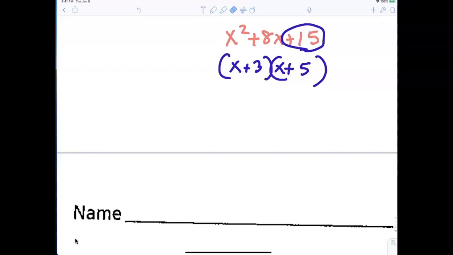So again, just to make sure you're hearing me. When you're looking at these problems today, you're saying, what are the factors of 15 that make 8? What are the factors of 15 that make 8? Come on, you're daydreaming, I can tell.